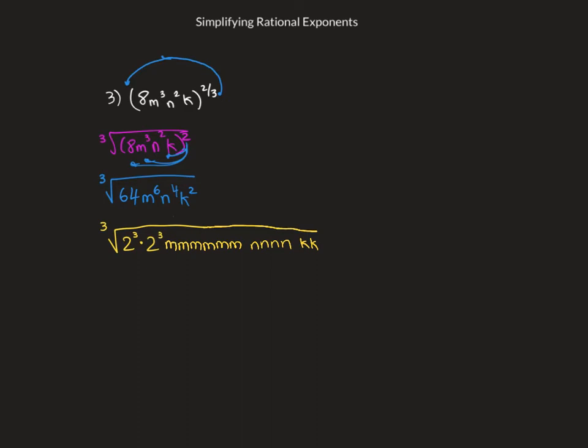Now, once we get to this point, all we have to do is group it. So we can group these. We've got 1 and 2. And then we have to do groups of 3. 1, 2, 3. 1, 2, 3. And then we have to do our n. 1, 2, 3. And then our k's don't work because there's only 2 of them.